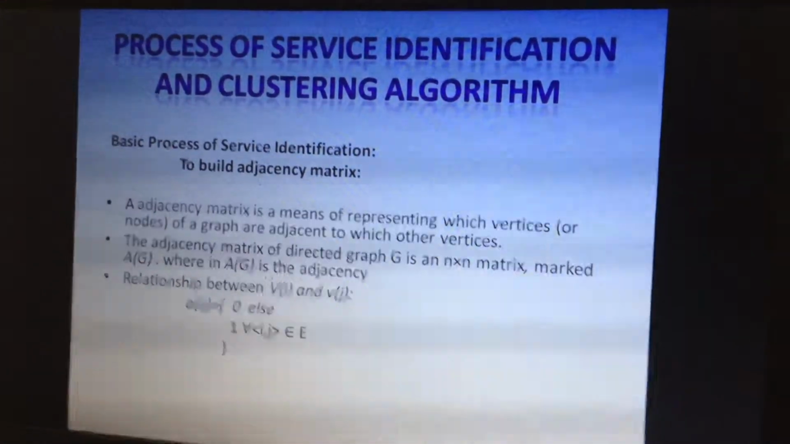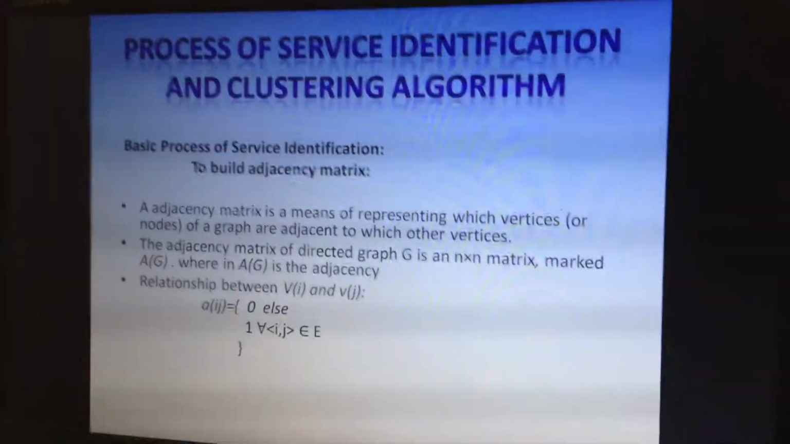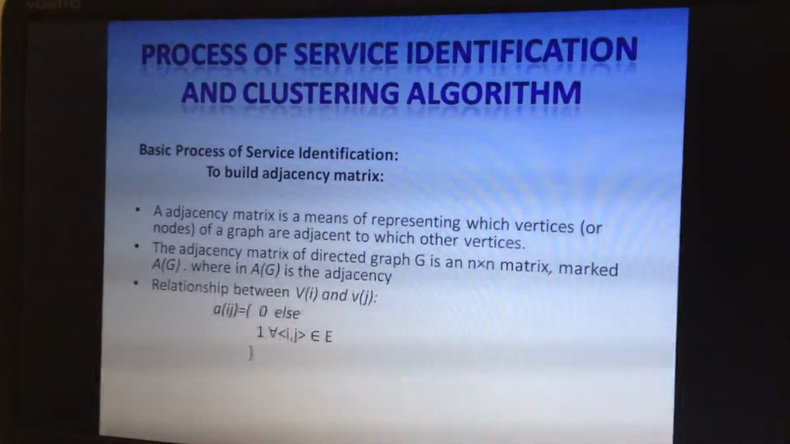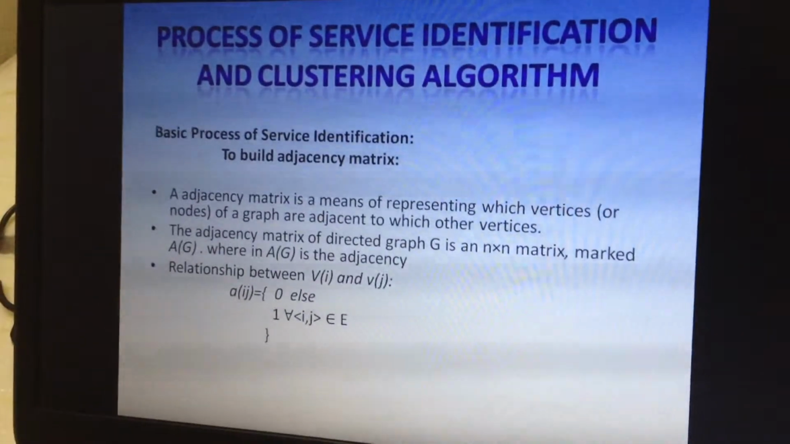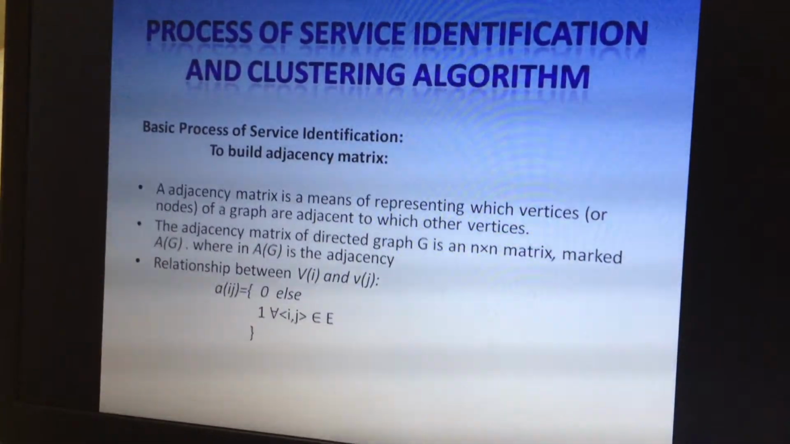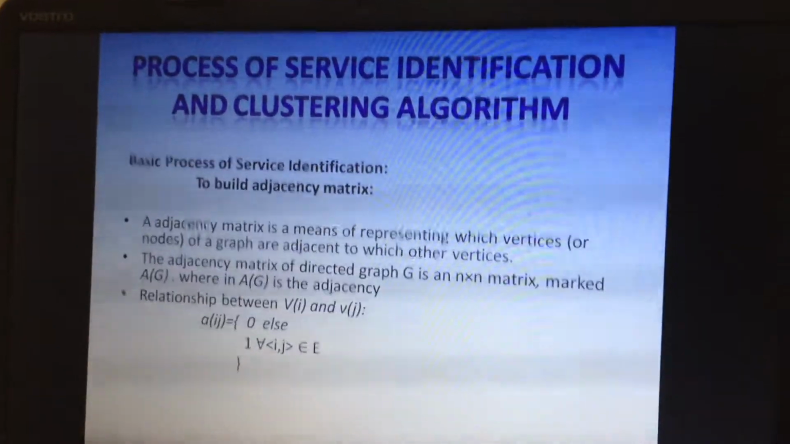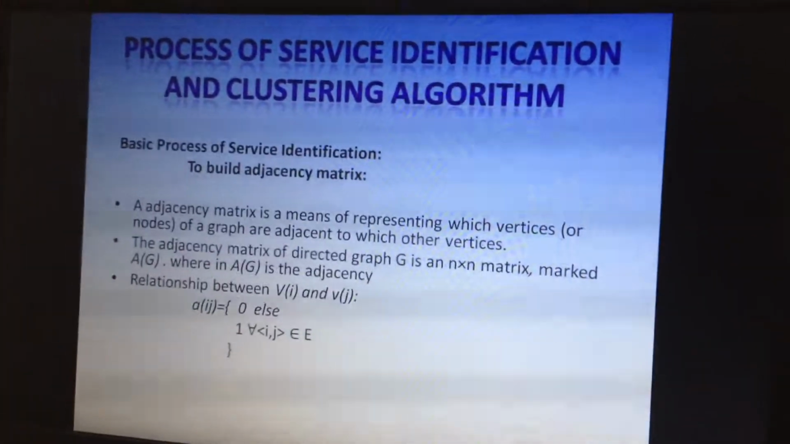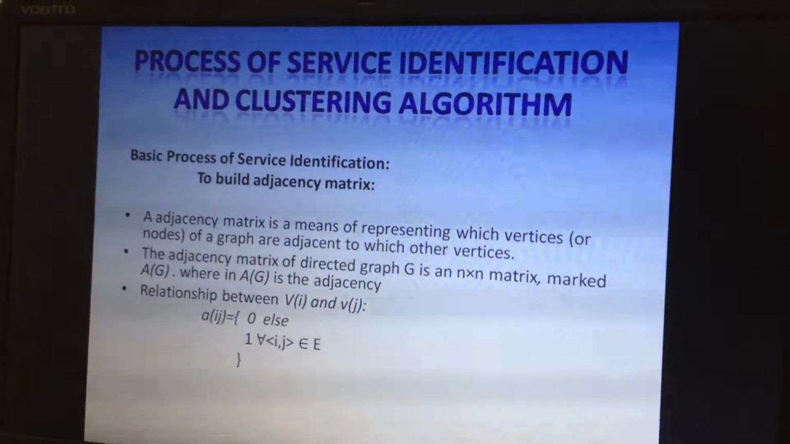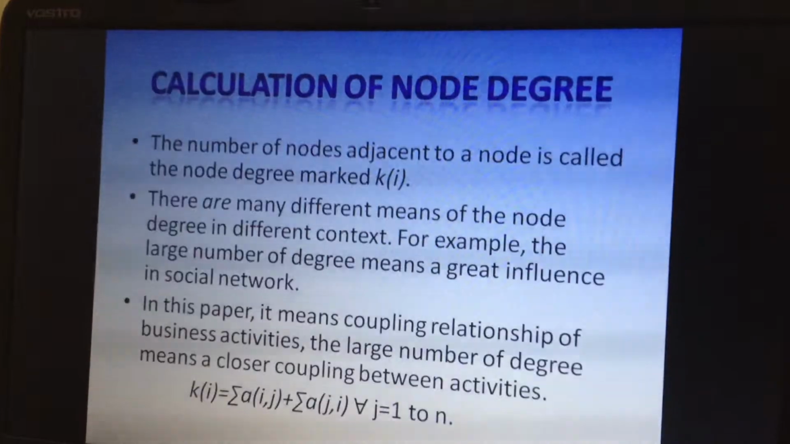Coming to the process of service identification and clustering algorithm. The basic process of service identification is to build an adjacency matrix. An adjacency matrix is a means of representing which vertices of a graph are adjacent to which other vertices. The adjacency matrix of a directed graph is an n by n matrix marked A of G, where A of G is the adjacency relationship between Vi and Vj, represented as follows. This is the representation of the adjacency matrix in the algorithm.